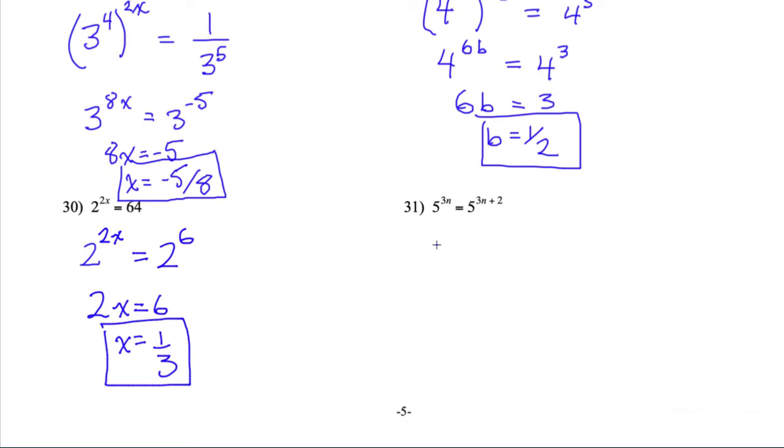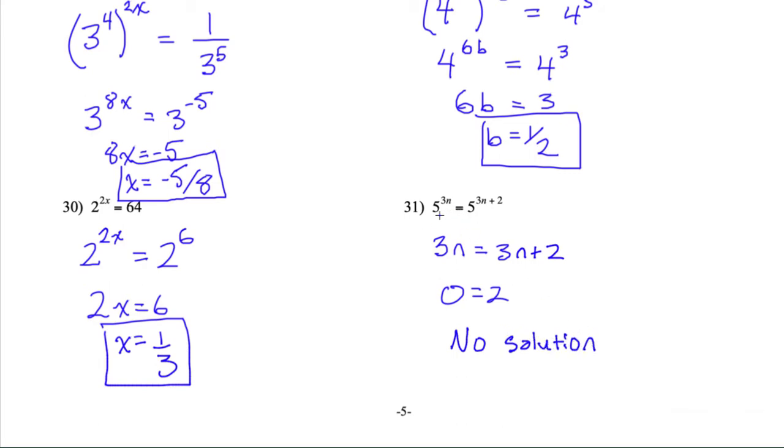This one is already set up for us, so they're both a base of 5, so 3n needs to be equal to 3n plus 2. Subtract both sides by 3n, 0 is equal to 2. That means this is impossible. So you can say impossible or no solution.